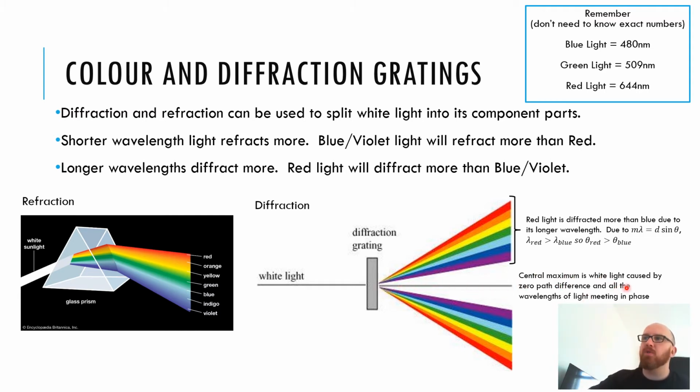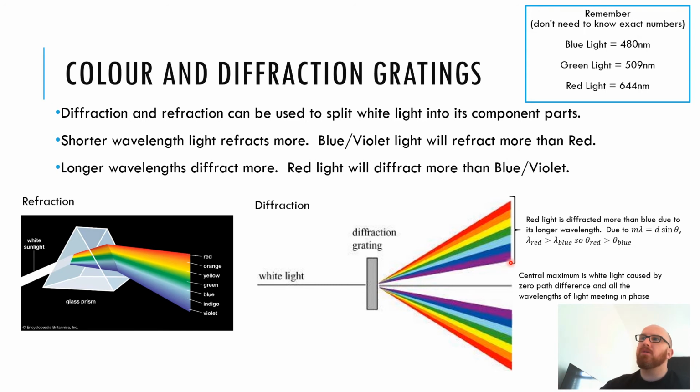The central maximum is white light caused by zero path difference and all the wavelengths of light meeting in phase. As you move away from the central order maximum, this whole block here would be your first order maximum. And it's a large spectrum that you get. Red is going to be diffracted more, so it appears at the outside edge. Violet or blue is going to be diffracted least, so it's the inside edge.